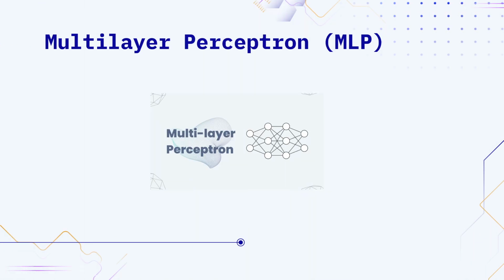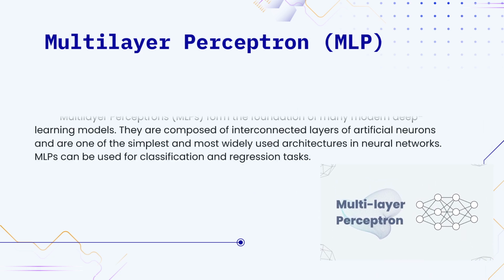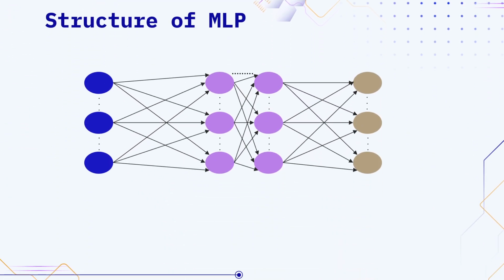So, the multi-layer perceptrons form the foundation of many modern deep learning models. They consist of interconnected layers of artificial neurons and represent one of the simplest and most widely used neural network architectures. MLPs can be applied to both classification and regression tasks. So, let's move on to the structure of the MLP.